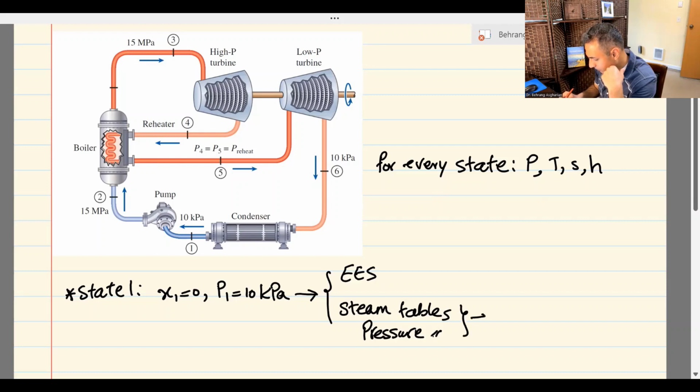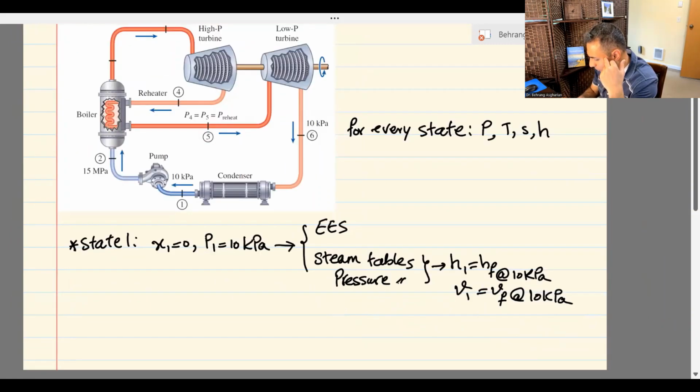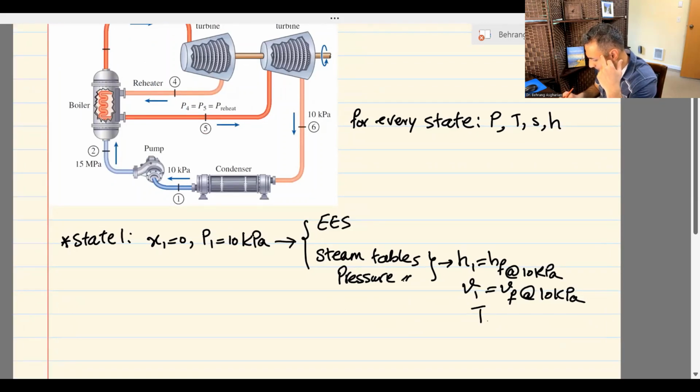And then you can find the value of H1, which is basically hf, at 10 kPa. You can find it there. And you can find the value of S1 if you need it. And you can find the value of v1, which is vf, if you want to calculate the work of the pump by hand at 10 kPa. That is also one way to do it. And of course, you can find T1 in the same manner. If you want to find all of them, you have the option to find all of them.